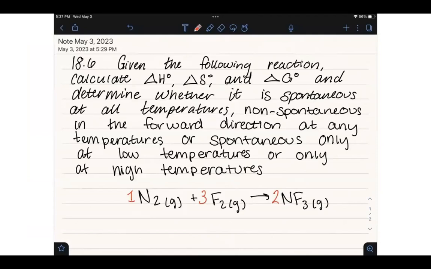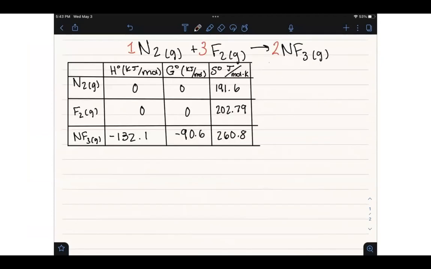And then the next thing, what I like to do, is write out all the values from the tables in the back of the textbook. So those are as follows. For H, we have it in kilojoules per mole, for G in kilojoules per mole, and for S in joules per mole Kelvin. And when we have them all right here, I think it makes it a lot easier to do the math.